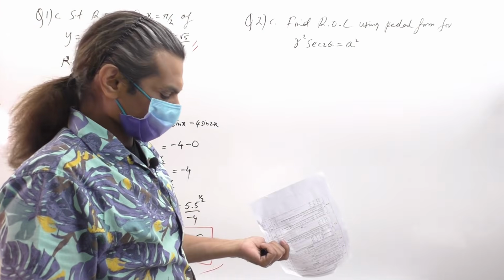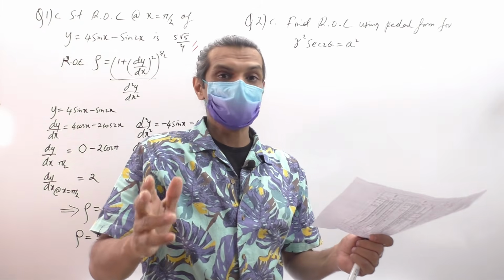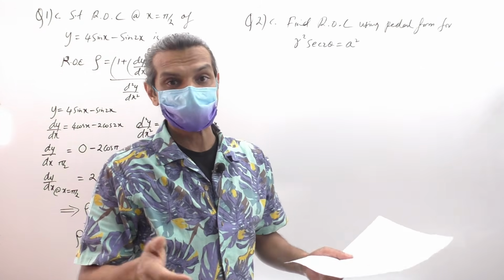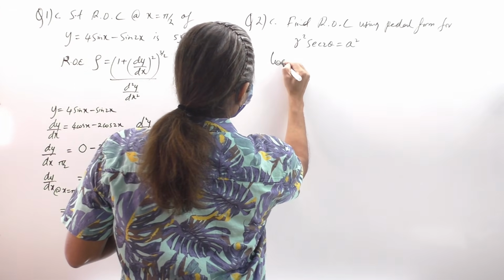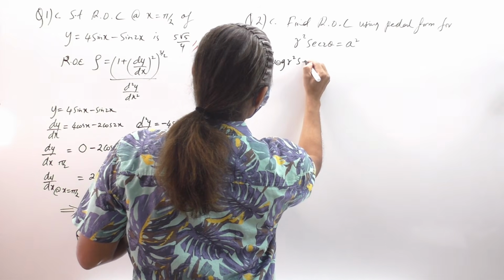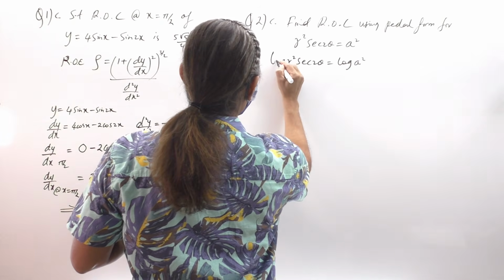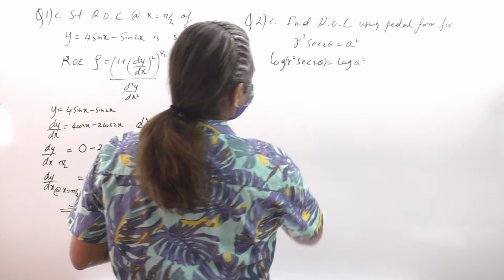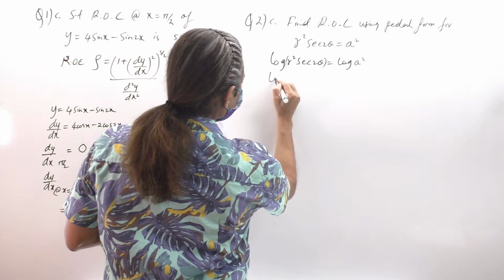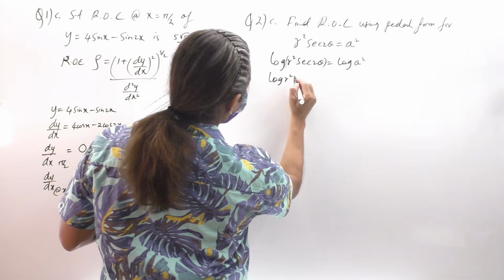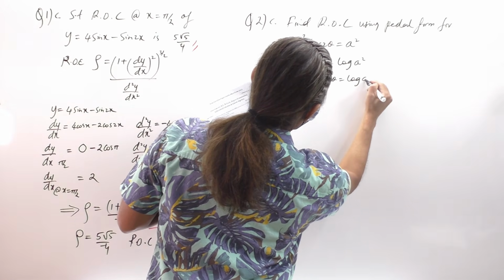Okay, so the simple idea for finding the pedal equation is we find the angle phi first, and the pedal equation is p is equal to r sin phi. So first we apply log on both sides. Apply log here, we have log of r square into secant 2 theta is equal to log of a square. Now log of a into b is log a plus log b. So this is log r square plus log secant 2 theta is equal to log of a square.